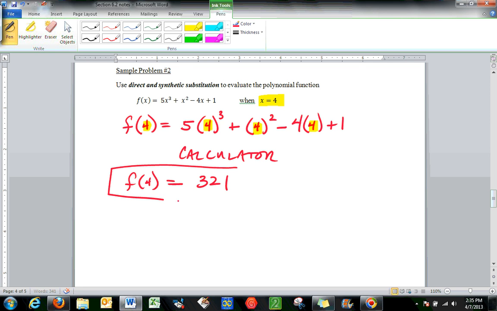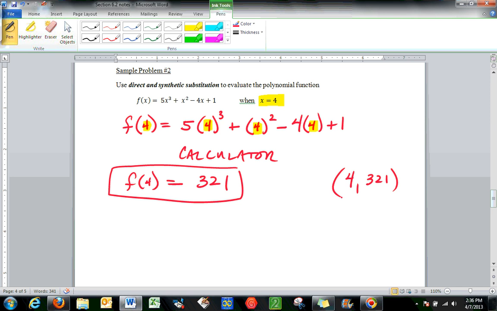321. Now keep in mind, f of 4 is just a naming mechanism. We're not solving for f. We're not going to divide this by 4 or anything like that. We've just created the point 4 and 321 on that polynomial function's graph.